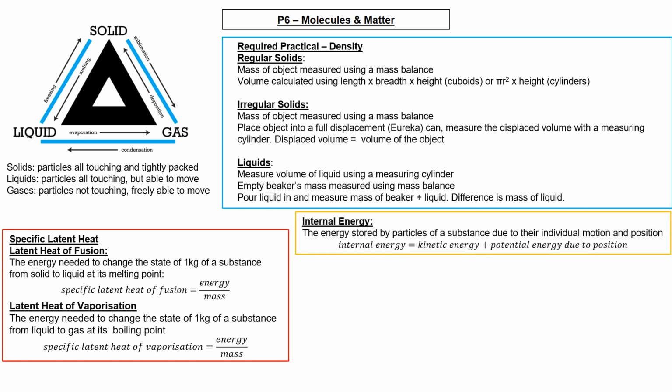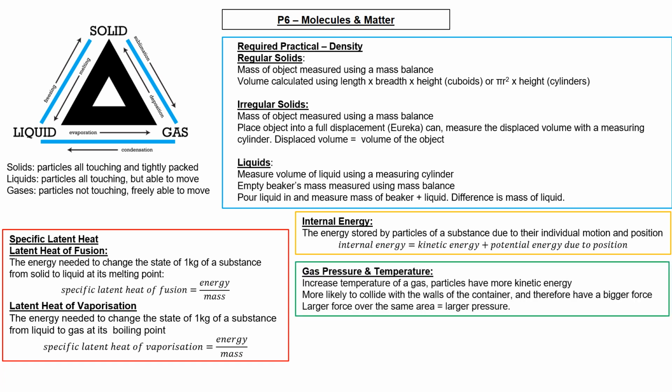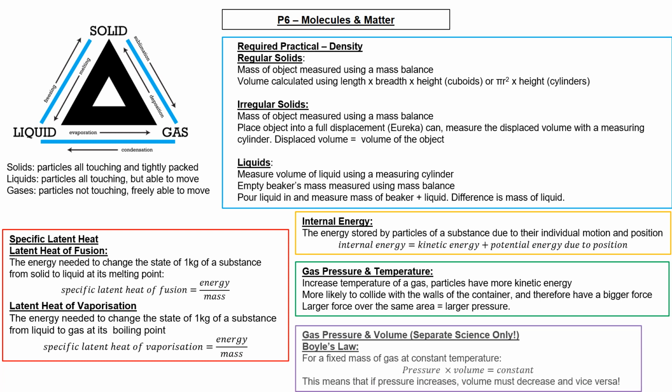Internal energy. This is a strange concept for a lot of us. It's the energy stored by particles of a substance due to their individual motion and position. It's simply the kinetic energy of the particles as well as their potential energy due to the position within the object. Gas pressure and temperature. Increased temperature of the gas, the particles have more kinetic energy. This means they're more likely to collide with the walls of the container and therefore have a bigger force. Larger force over the same area gives us a larger pressure.